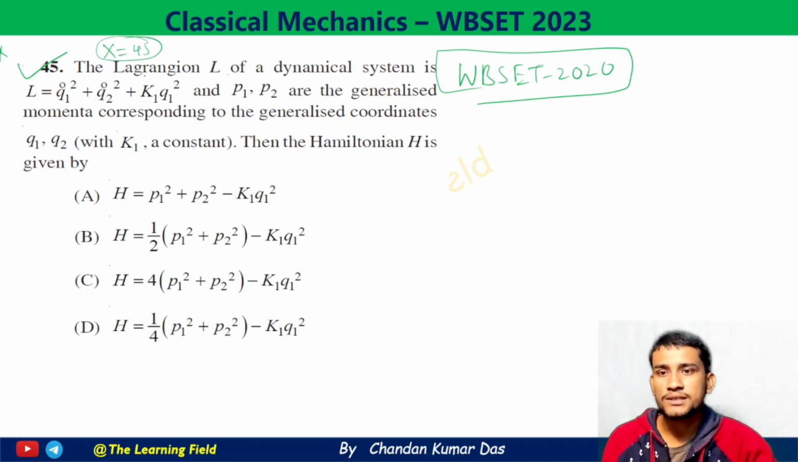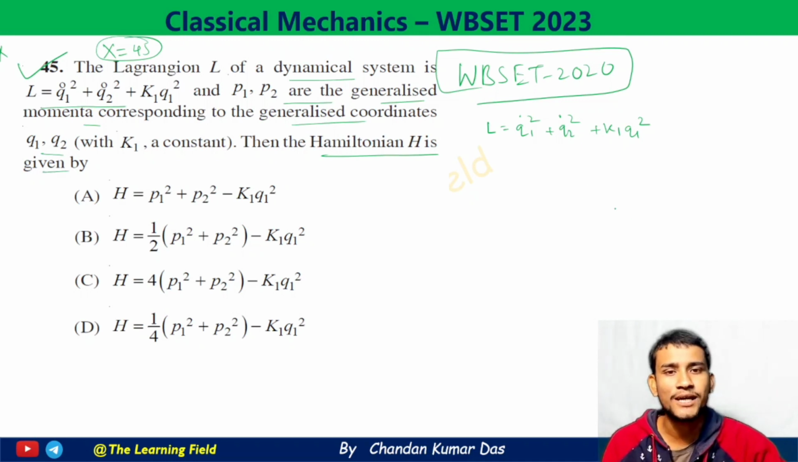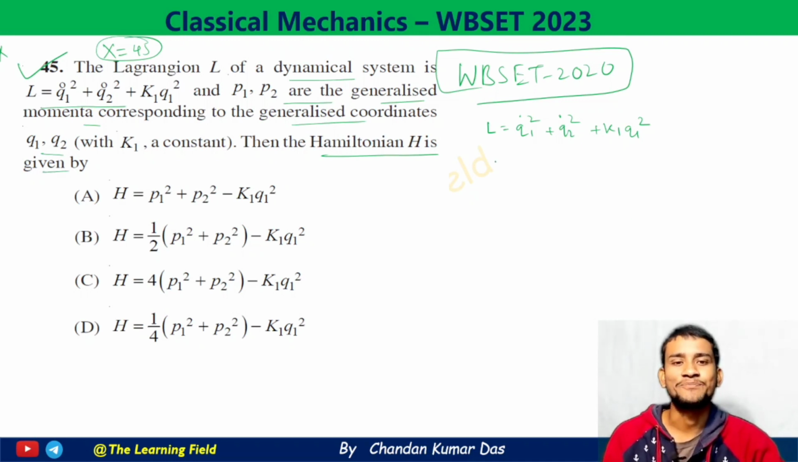The question says that the Lagrangian of the dynamical system is L equals this one that is given: q1 dot square plus q2 dot square plus q1 square, and p1, p2 are the generalized momenta corresponding to the given generalized coordinates q1 and q2. Then the Hamiltonian H of the given system is given by which option? So we have to calculate the Hamiltonian.